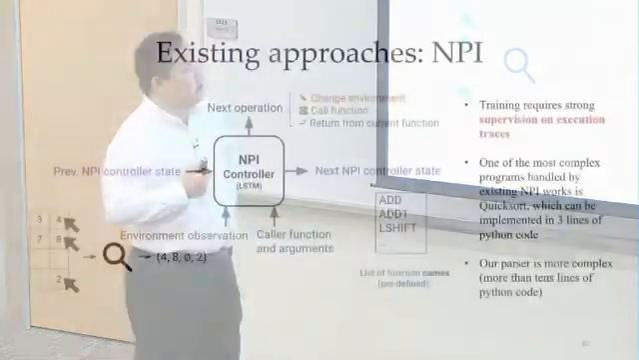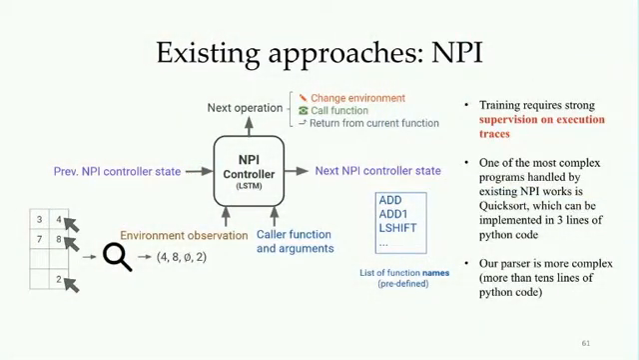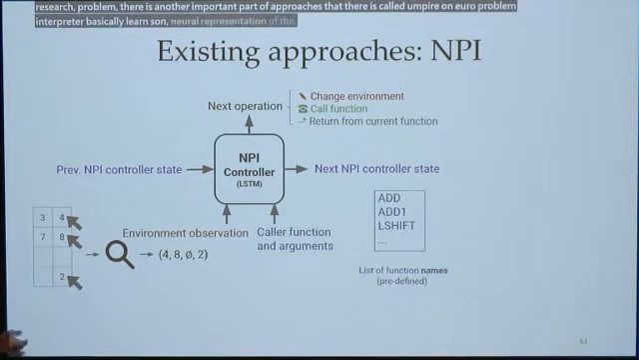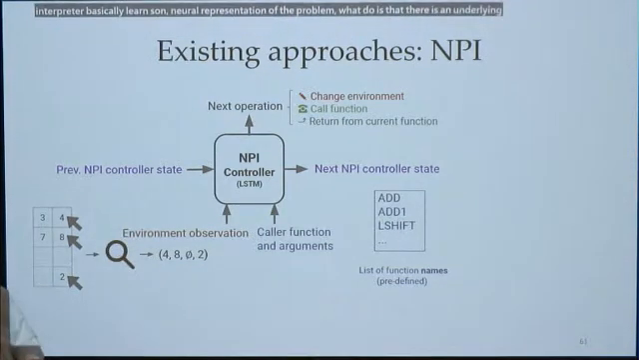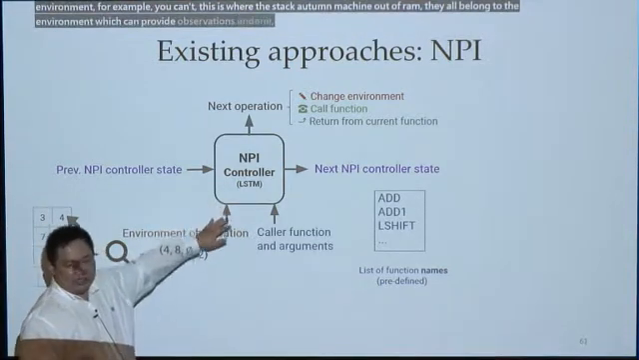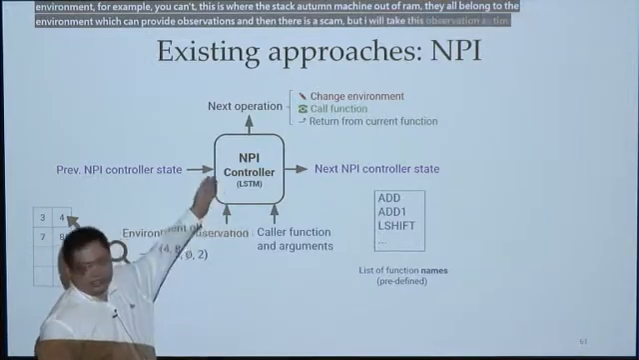And there's another important class of approaches called NPI, or Neural Programmer-Interpreter, that basically learns a neural representation of the program. What I mean is that there is an underlying environment. For example, you can consider the stack or the machine or the RAM. They all belong to the environment, which can provide observations. And then there is an LSTM that takes this observation as the input and predicts the next function to be executed, or the next primitive to be executed, right? NPI has demonstrated huge success on simple algorithms like topological sort or quicksort. But to train these NPIs, you need full supervision on the execution traces, so you need to know for every single step which instruction is to be executed.